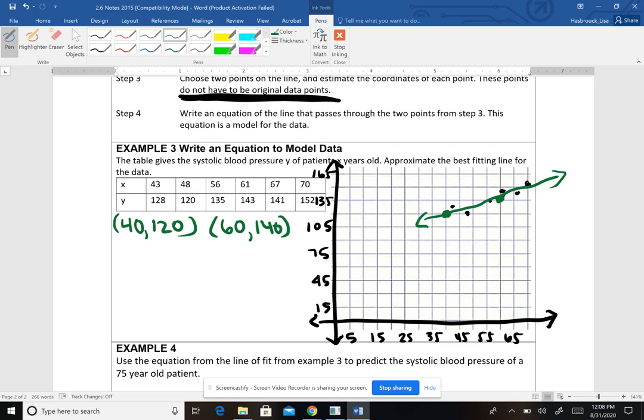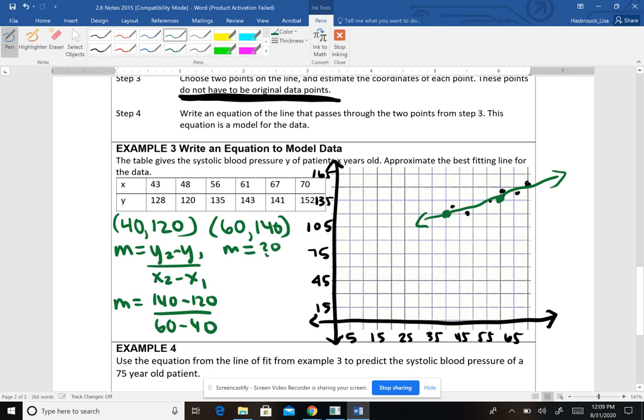So first, to write the equation, I need to find the slope. To find the slope, I want to write the slope formula first. And the slope formula is m equals y2 minus y1 over x2 minus x1. So I have 140 minus 120 over 60 minus 40. So my slope is 20 over 20, which is 1.